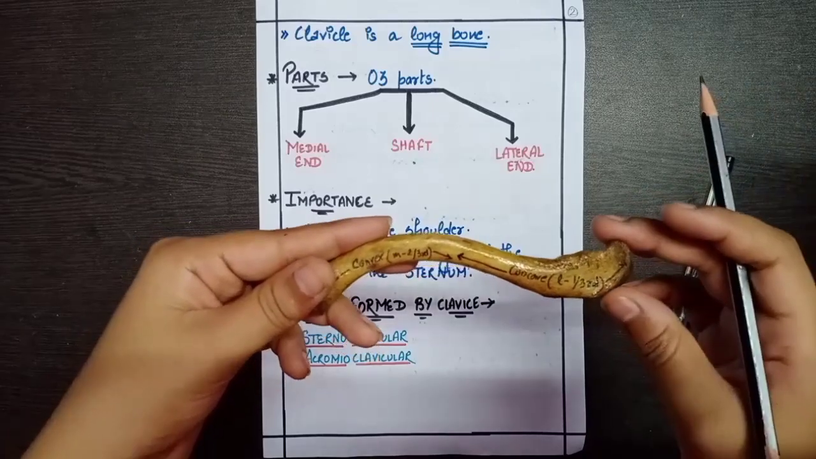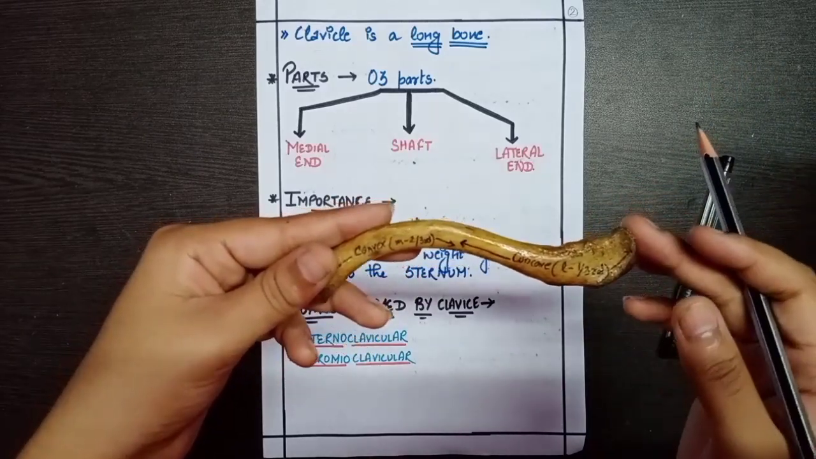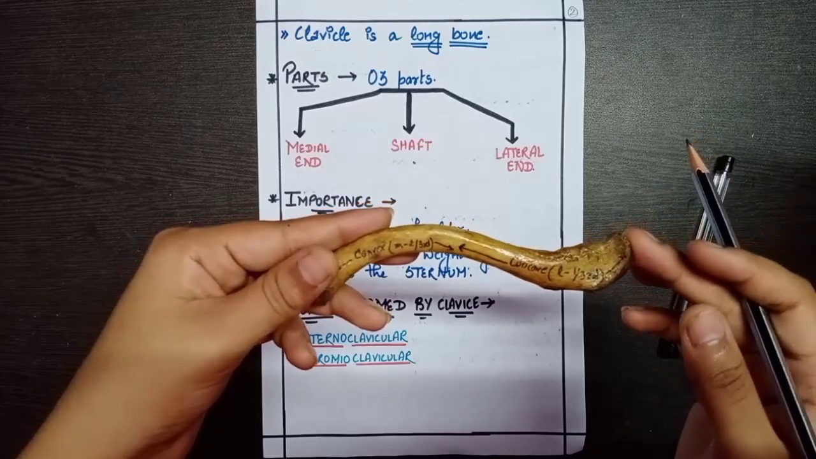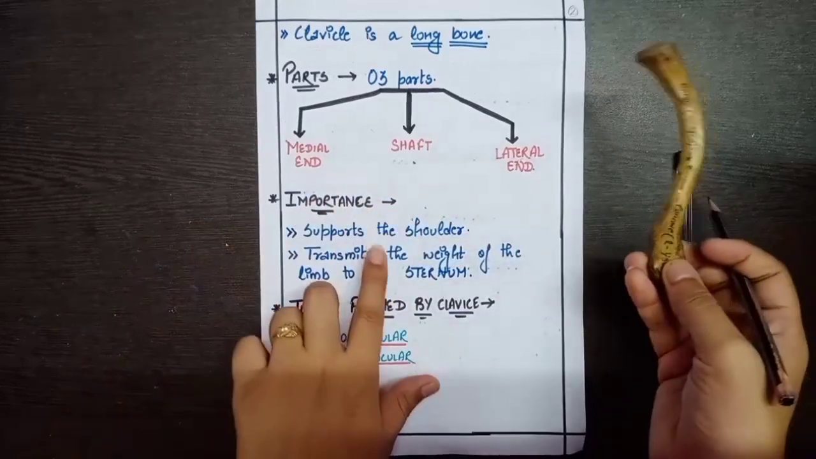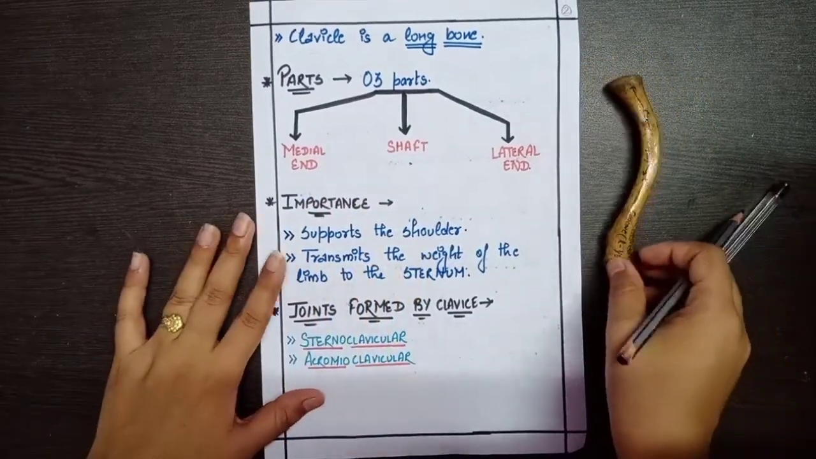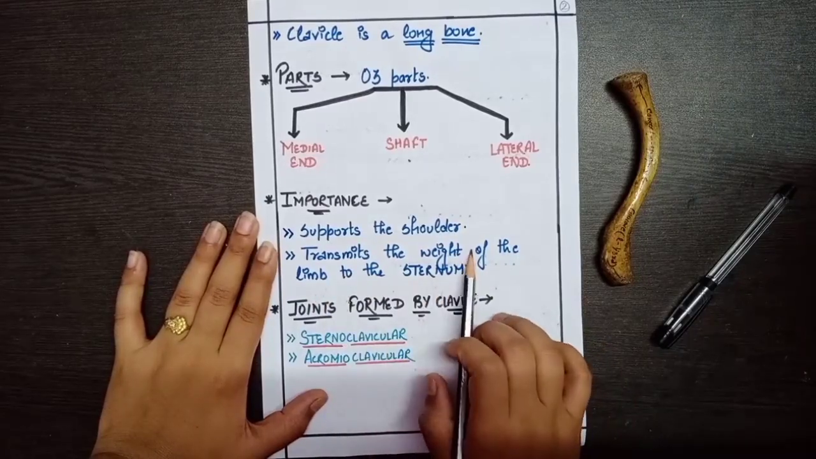So I'll repeat again. This lateral end articulates with the acromion process of the scapula and forms the acromioclavicular joint that supports the shoulder. And the other thing is, it transmits the weight of the limb to the sternum. I'll explain how afterwards.